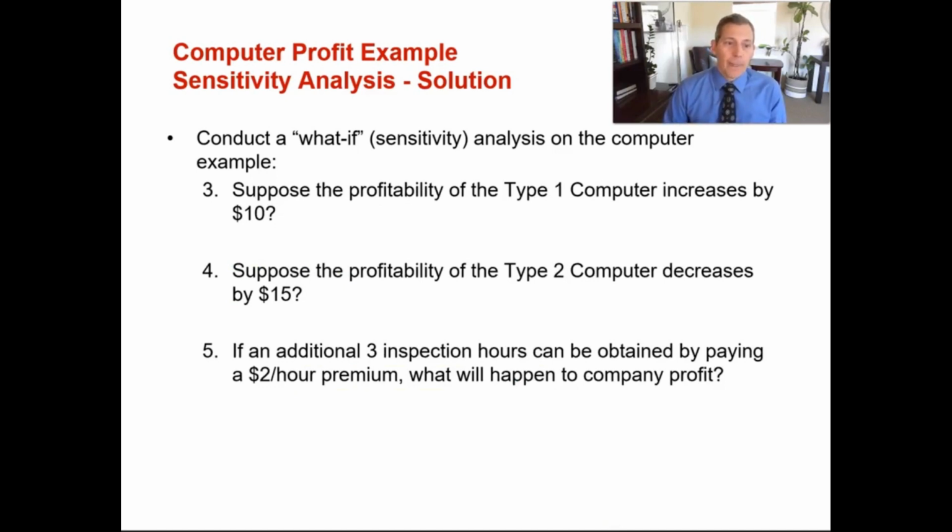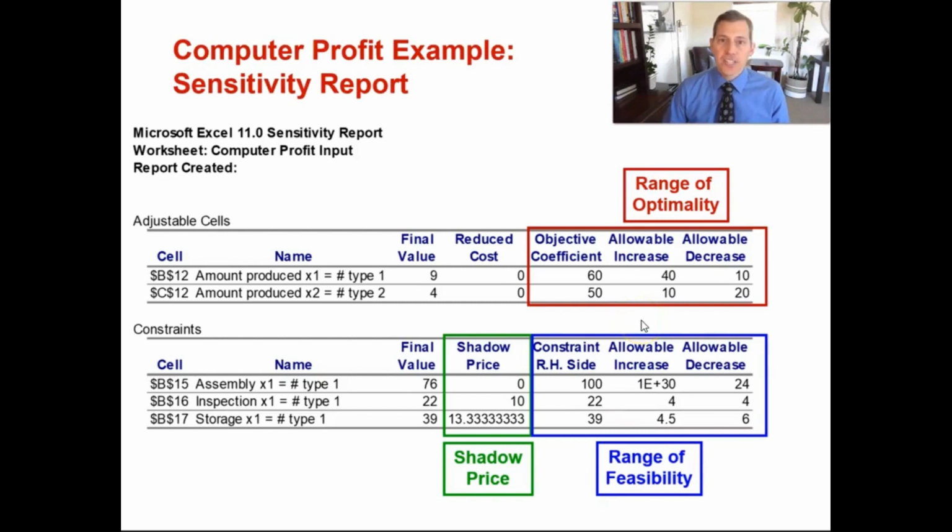What if, suppose the profitability of the type 1 computer increases by $10? Okay, so what if supply chain does a great job and now the type 1 computers are more profitable because we've reduced our expenses and our profit goes up by $10. What do we do now? Well, the first thing we do is check, does it fit within the range of optimality? So increasing our profit by $10 on the type 1 computer falls within the range of optimality, so this model is still good.